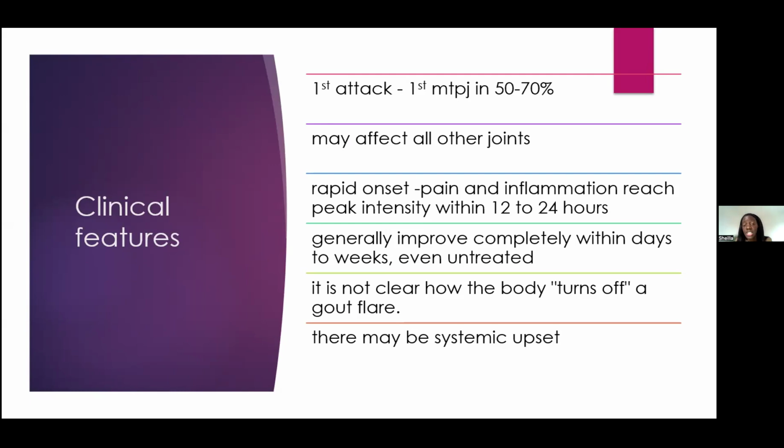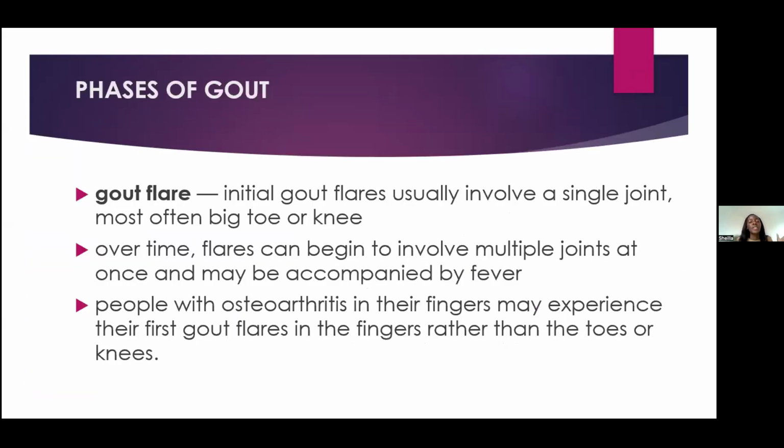And there may sometimes be systemic upset in these patients. So we have different phases of the gout flare. The initial flares usually involve a single joint. Most often you'll have the big toe or the knee affected as a first presentation. But over time, the flares begin to involve multiple joints in some patients, and they may be accompanied by systemic features like fever. So it can be a bit confusing for an infection, but just remember that very subacute versus very rapidly acute onset can help you differentiate between the two.